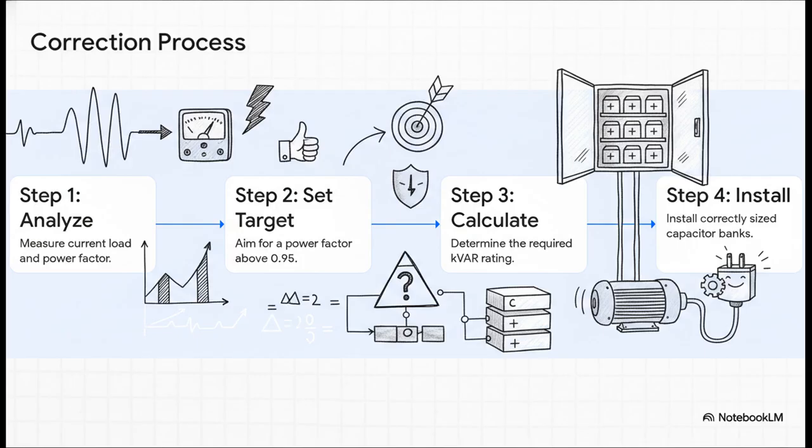So, how do you actually do this? The whole process is really pretty straightforward. Step 1, you analyze your current electrical load to figure out how bad the problem really is. Step 2, you set a target, which is usually going to be above 0.95 because that's what most utilities want to see. Step 3, you calculate exactly how much correction, how many kVAR you need. And finally, step 4, you have the right-sized capacitor banks installed by a professional. It's a very clear, well-established engineering solution.